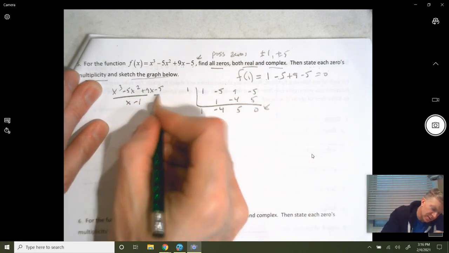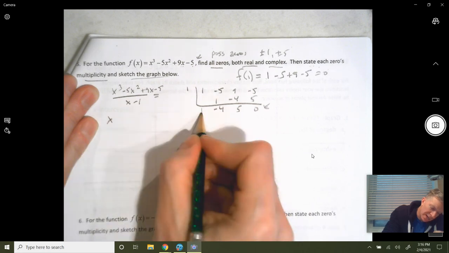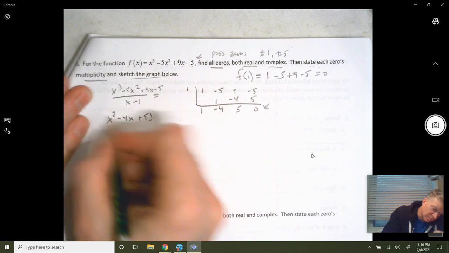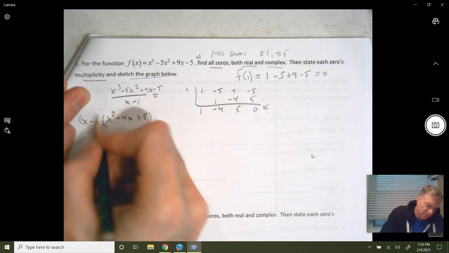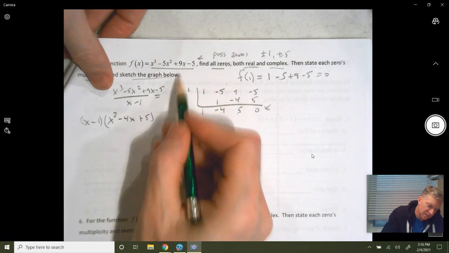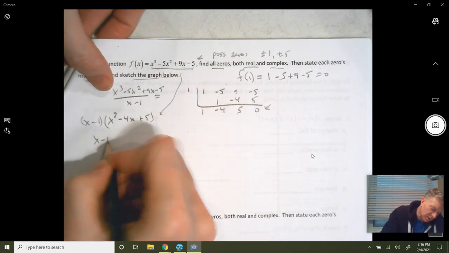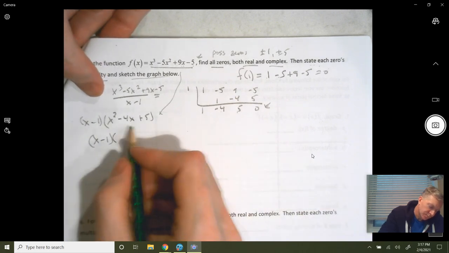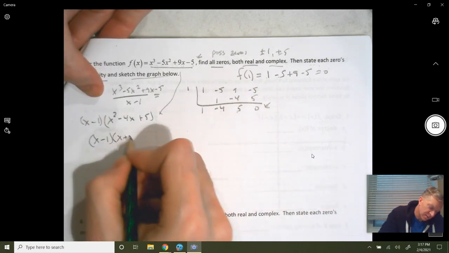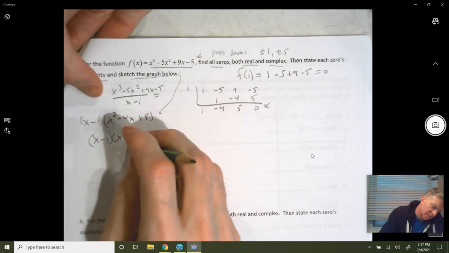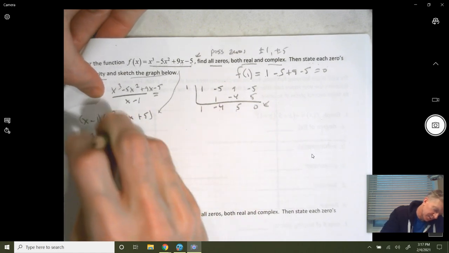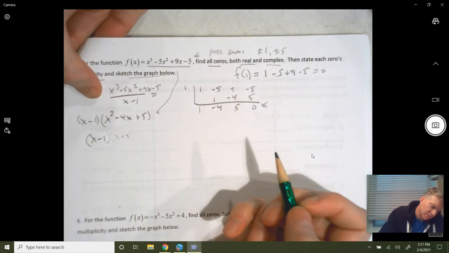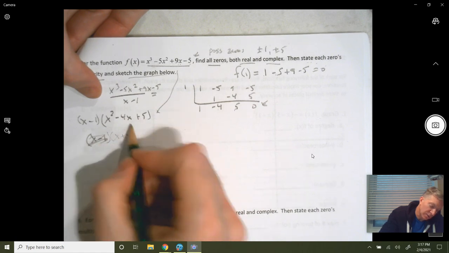Okay, so when we divide this, we get x squared minus 4x plus 5, multiplying by the x minus 1. So this thing factors into this. So I've got x minus 1, and then does that work? I think that works, x plus 5, or x... no, that doesn't work, does it? Two numbers that multiply to positive 5 and add to -4. That's not possible. Okay, so here we have to use the quadratic formula.